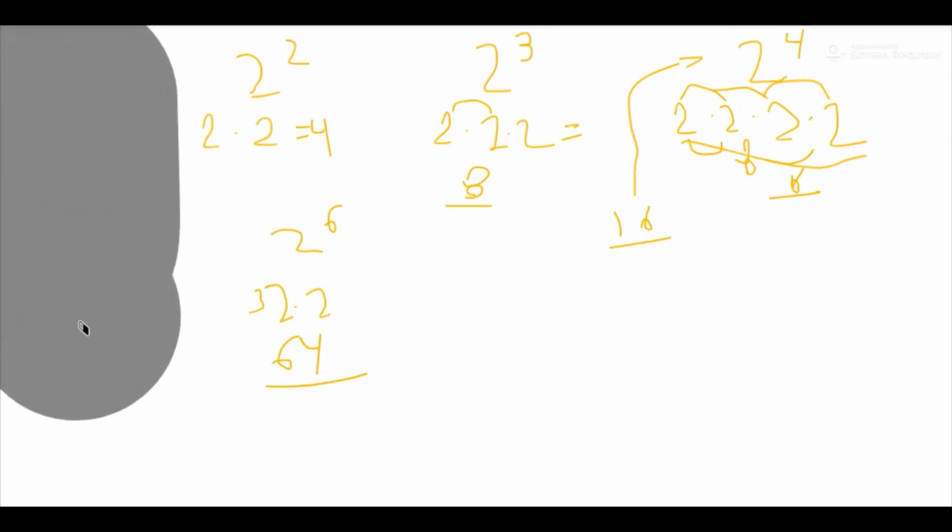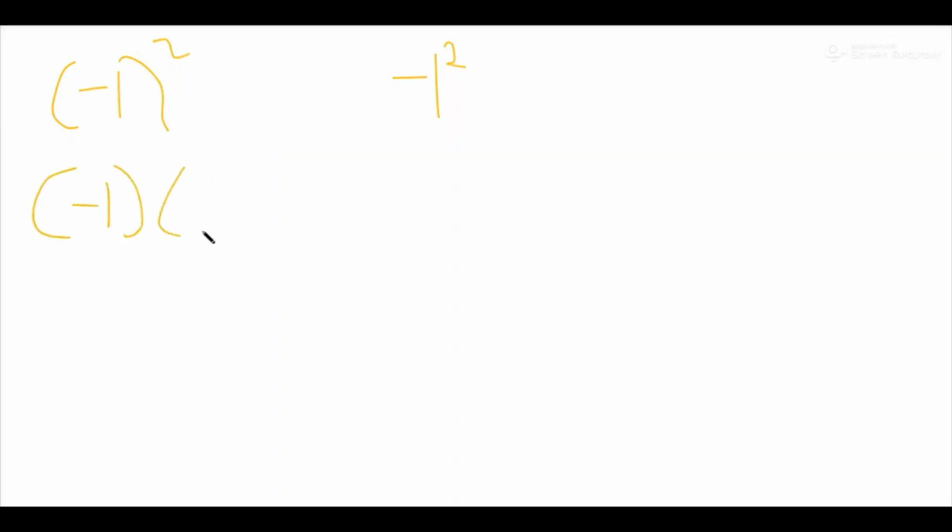Let's erase all of this, and let's go into some negative exponents. So, let's say we had, in parentheses, negative 1 to the power of 2. And let's say we had negative 1 with no parentheses to the power of 2. Over here we have this quantity multiplied 2 times by itself, and then we have this quantity here, which is negative 1 multiplied 2 times by itself.